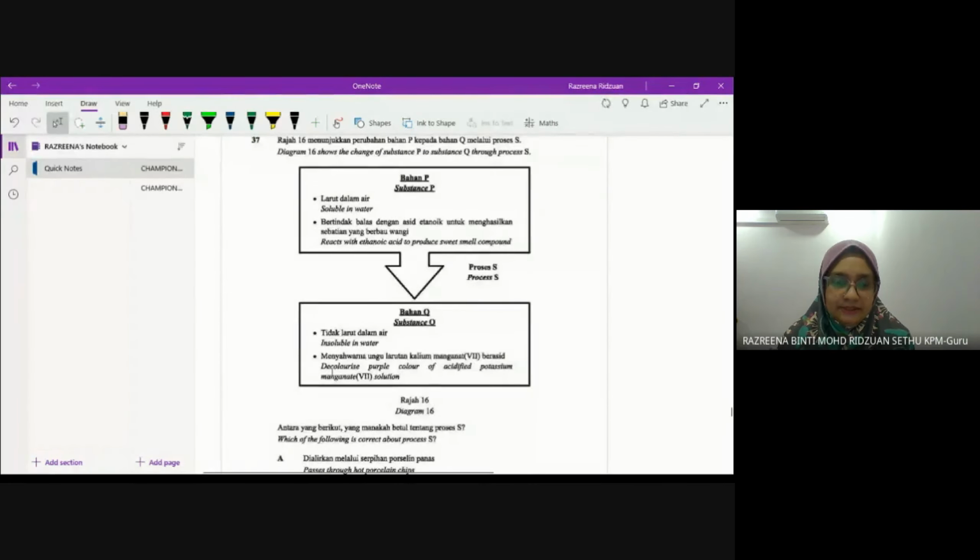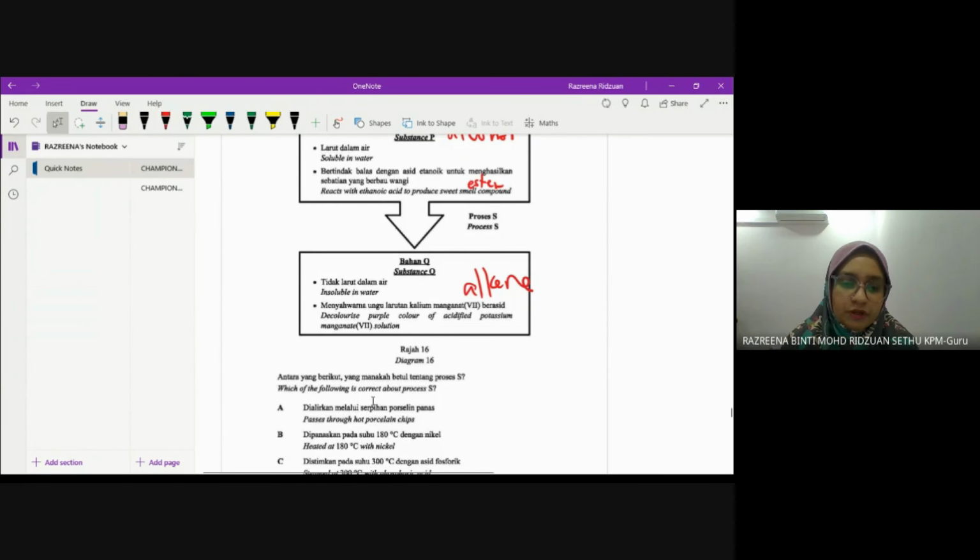Question 37. The diagram shows the change of substance P to substance Q through process S. P is soluble in water and reacts with ethanoic acid to produce a sweet smell. So what can react with ethanoic acid? It can be an alcohol, to produce a sweet smell, which is an ester. Q is insoluble in water and decolorizes the purple. So it can be an alkene, because alkene is the one that can decolorize the purple color of acidified potassium manganate.